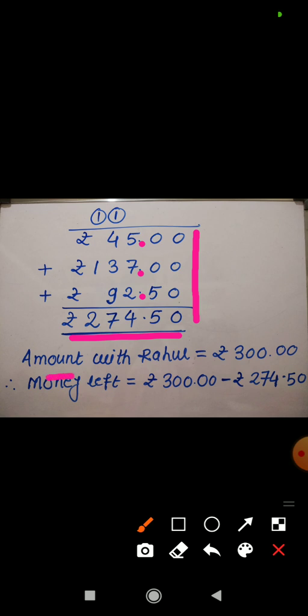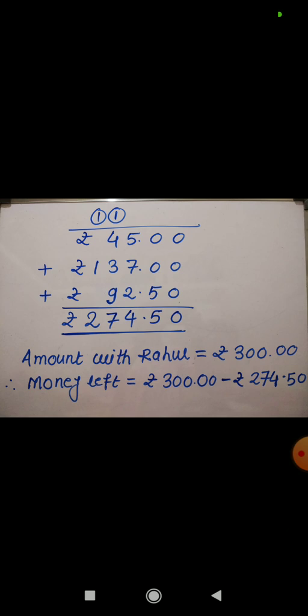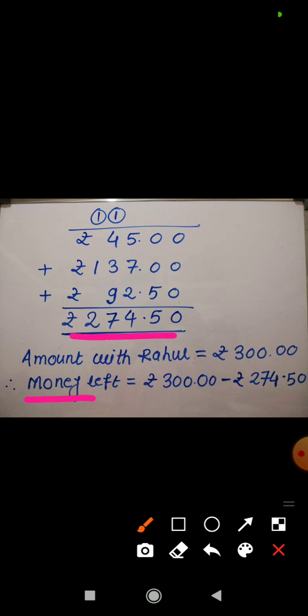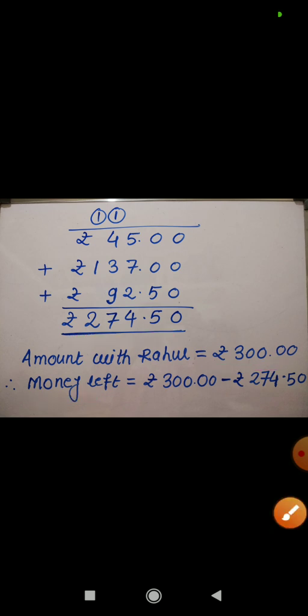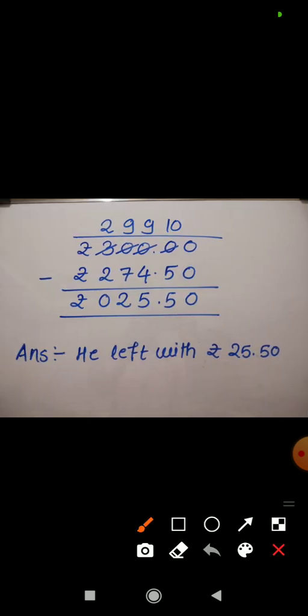But the amount with Rahul is 300 rupees, right? So how much amount is left with him? Now we have to find out money left. So we need to subtract the amount spent from the amount with Rahul, right? So see the subtraction. Here I have subtracted the amount spent, which is 274 rupees 50 paise, from the total amount that Rahul is having.